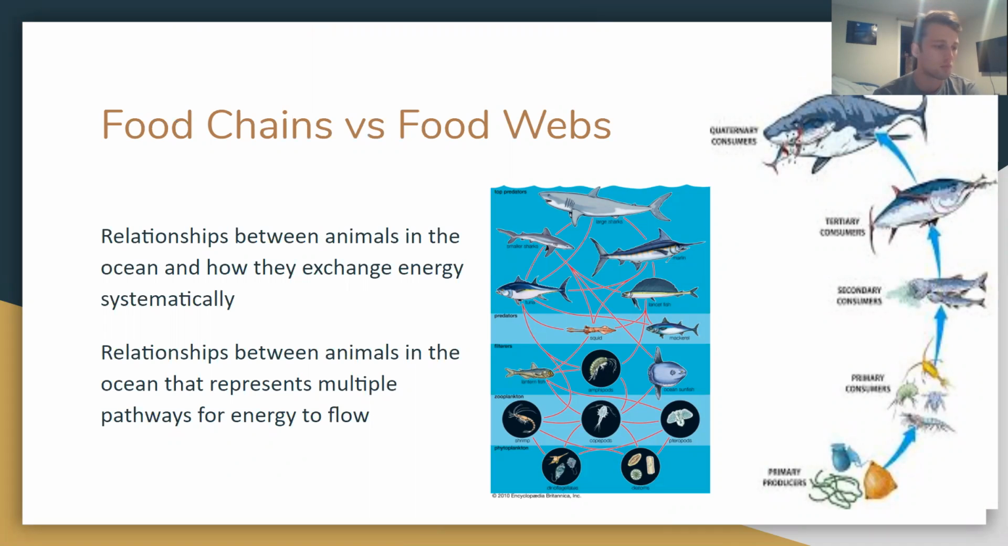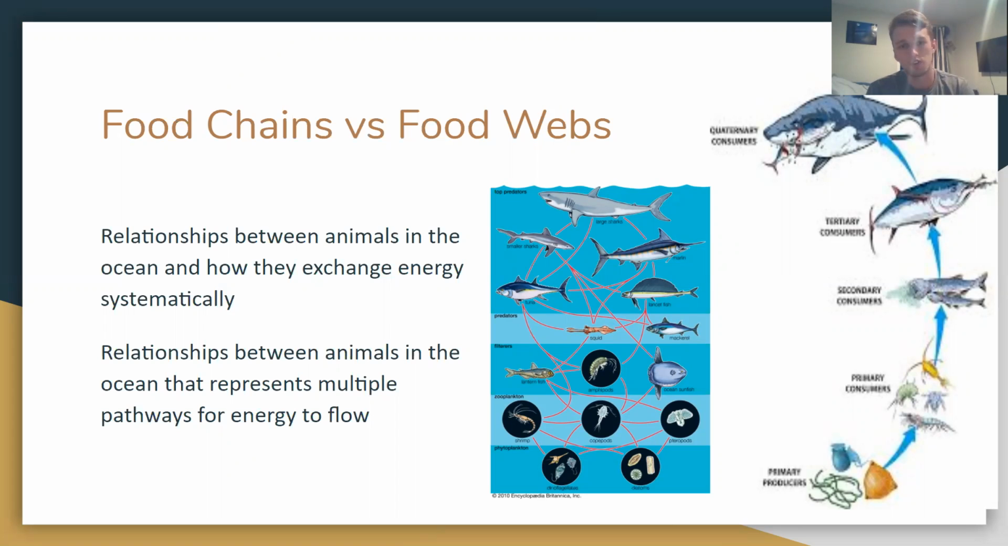So basically, we have food chain, right? As you can see, the picture on the far right, and the food web is the picture next to it. Food chain is going to be more systematic and linear, versus a food web is going to show you all pathways of energy flow throughout a community.